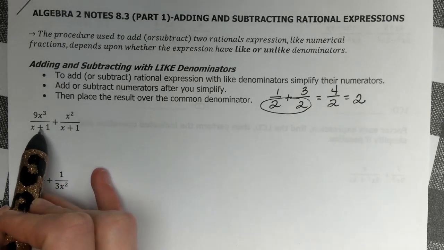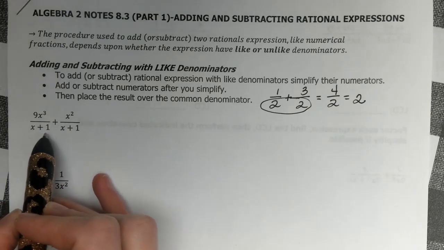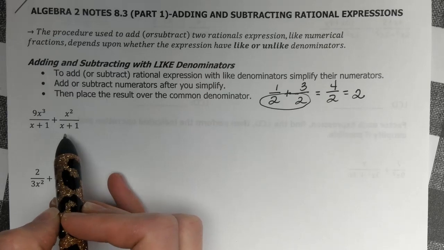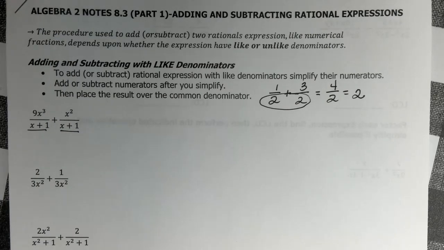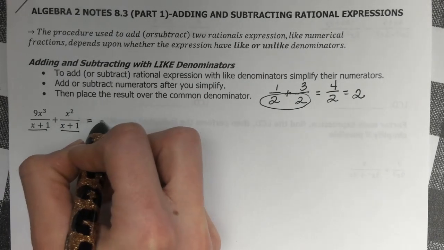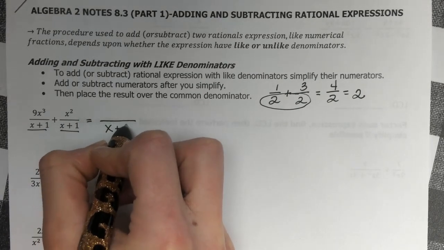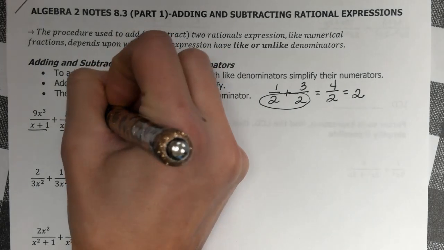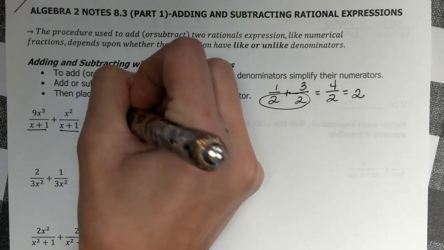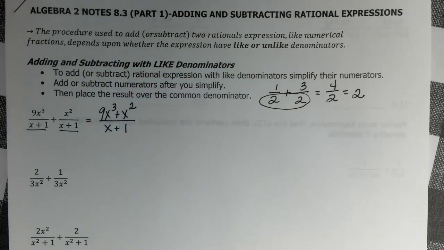So when I have 9x cubed over x plus 1 plus x squared over x plus 1, I'm going to look, are those common denominators? Yes, they're the exact same expression in both fractions. So that means I can add those, and that x plus 1 just stays in the denominator. Okay, and then I just add my numerator. So I'm going to have 9x cubed plus x squared.